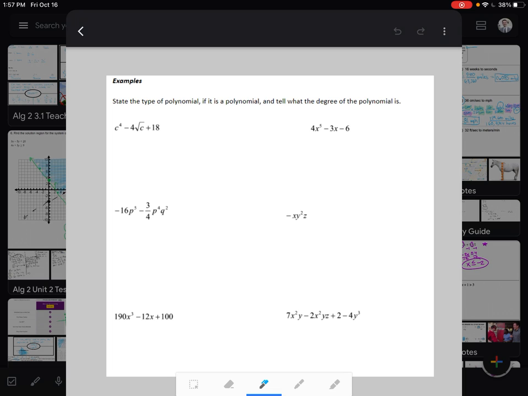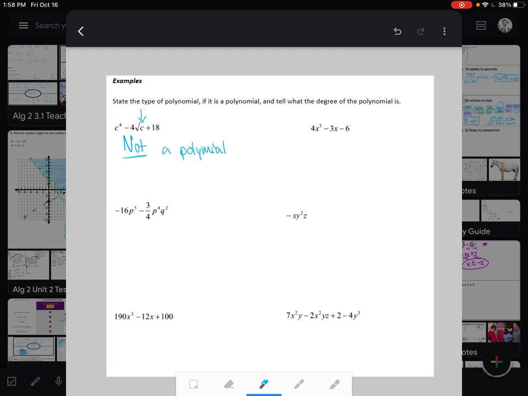So this question is asking you, is it a polynomial? If it is, what type is it? And furthermore, what is the degree? So first off, we see a radical sign here, so we see that this one is actually not a polynomial. So we don't have to do anything more beyond that. So be careful going through the rest of these.